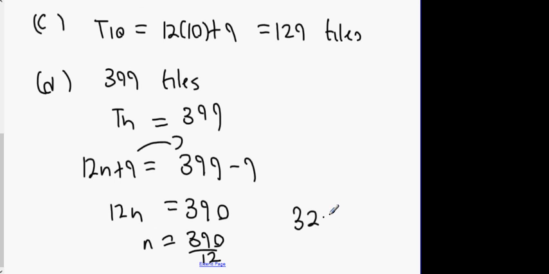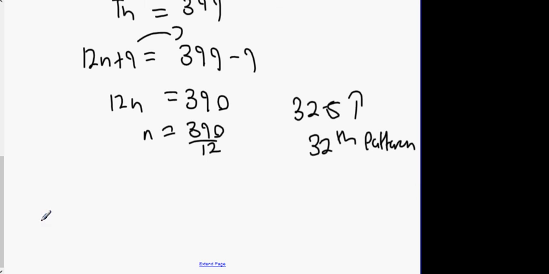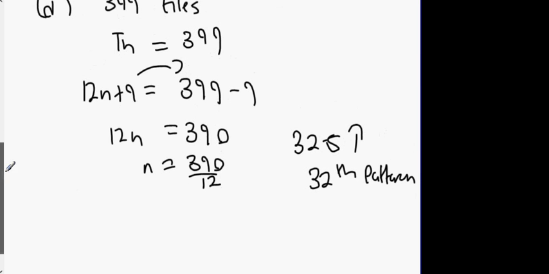Can anybody in class tell me, why don't you round that up? There's not enough tiles. You have to round down. So it's going to be the 32nd pattern. Okay? Now that's done. We're on E.